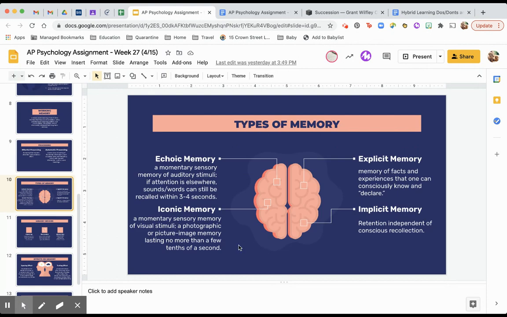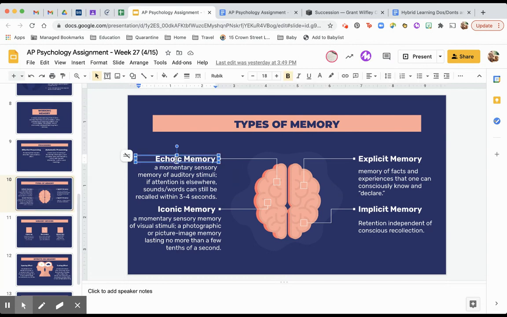So there are different types of memory, and we're going to break it down by looking at the left first and then the right. So we have echoic, and then iconic. Echoic is basically sensory memory of auditory stimuli, so things that we hear. Echo, like when I see the word echo, I think of a sound. And this is basically, it says, if your attention is elsewhere, sounds or words can still be recalled within 3 to 4 seconds. So you can still recall them pretty quickly.